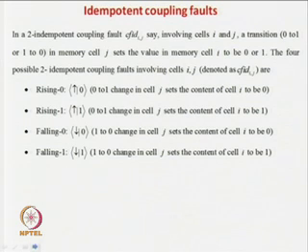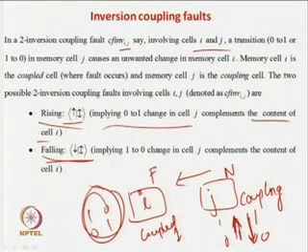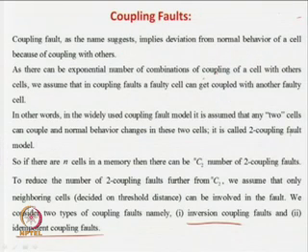Now the other type of coupling fault that we are going to see. So what are the different types? The inversion coupling fault is where there is a complement, from 0 to 1 or 1 to 0. So that was about the inversion coupling fault.